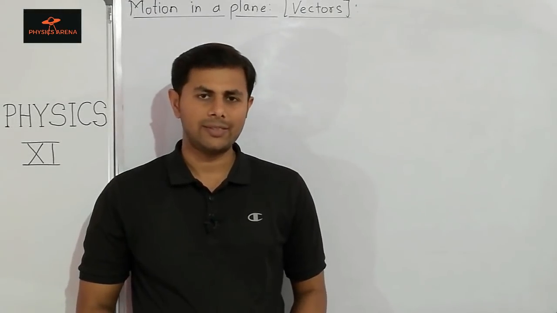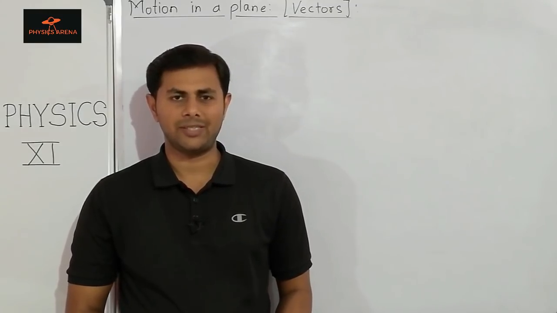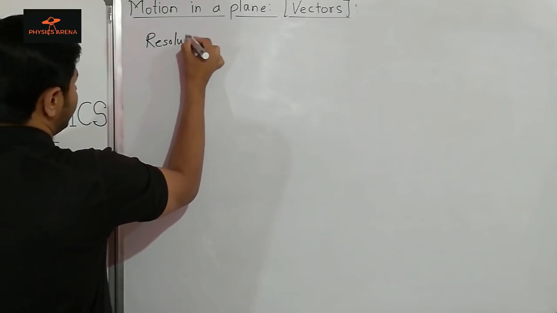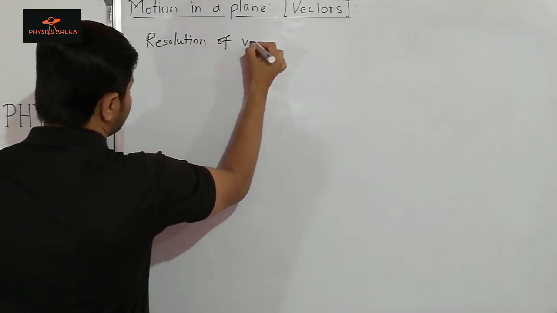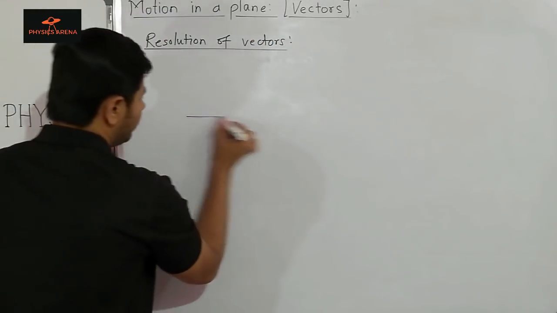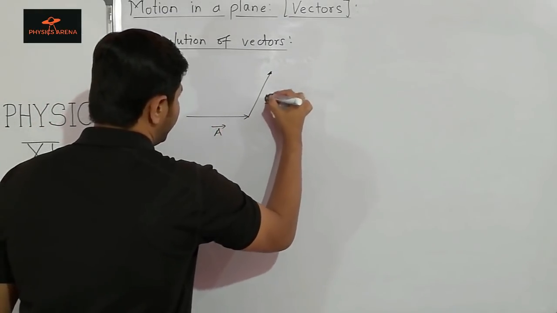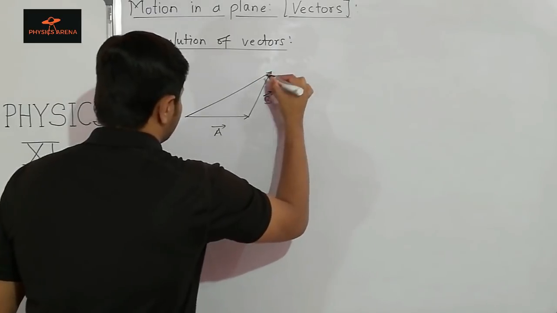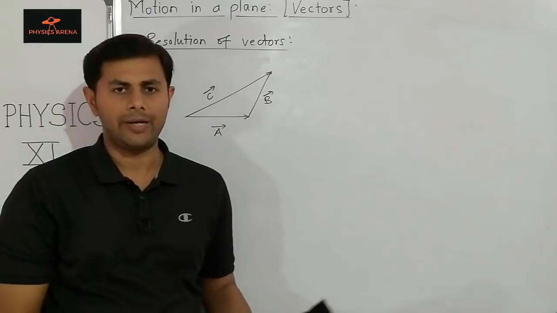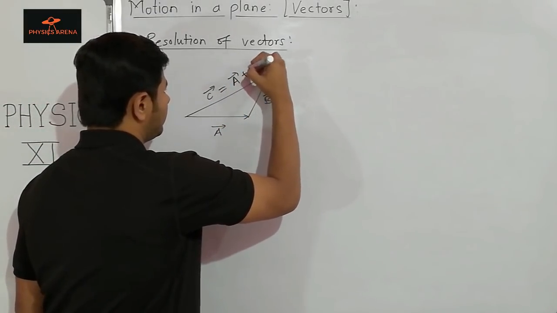Okay, now let's see resolution of vectors, which will simplify the process of addition. So resolution of vectors. Suppose we have this a bar and b bar, and c bar is the resultant of addition of a bar and b bar. So c bar equals a bar plus b bar.